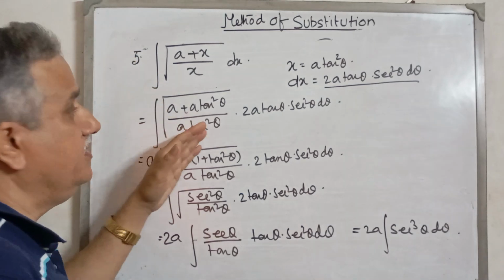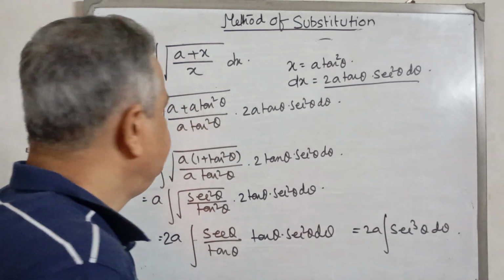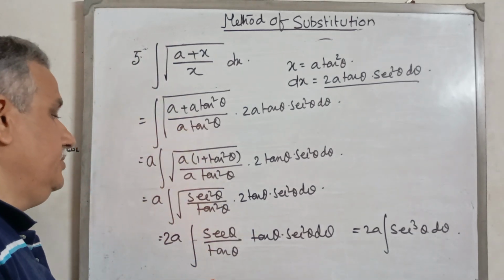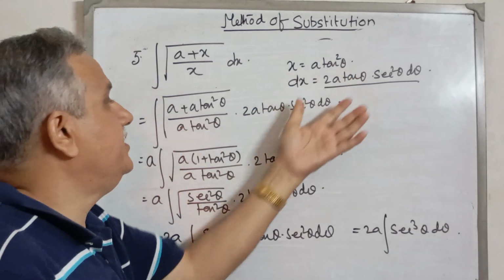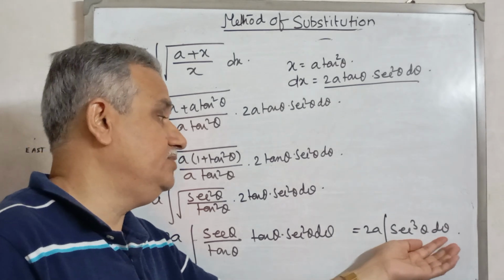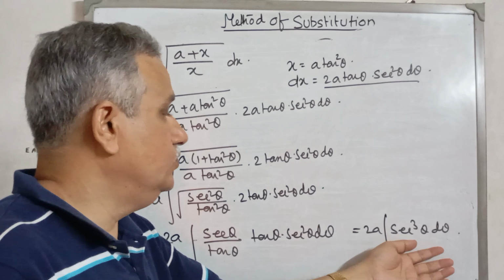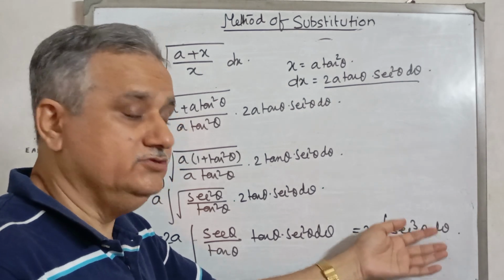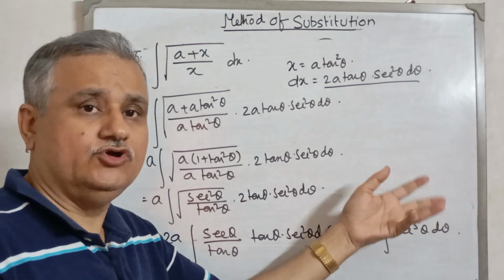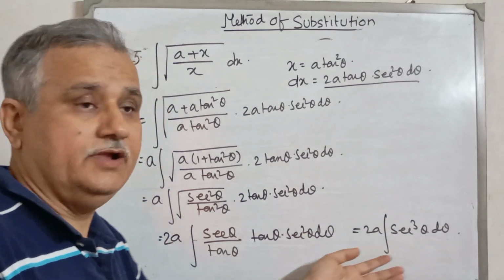Now this type of problem, we are going to solve by another method. This is one of the methods: putting x equal to a tan square theta, it becomes sec cube theta d theta, but this problem can be solved by using integration by parts. So I will show you this problem in the next episode when we solve some problems by parts.